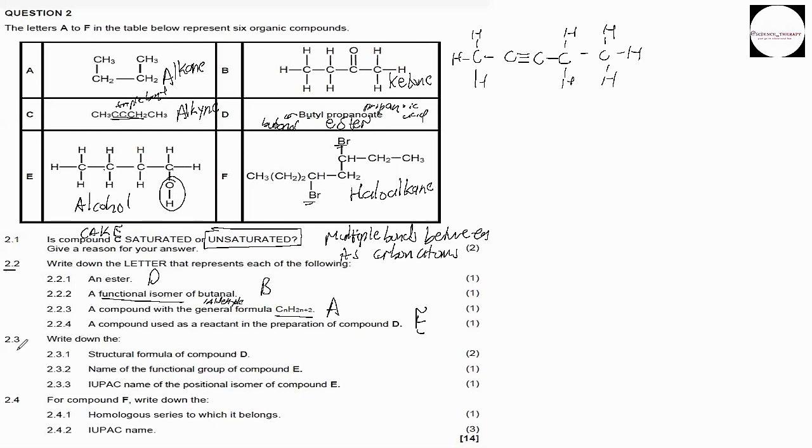Okay, 2.3 says write down the structural formula of compound D. So let's come here, 2.3.1. Now, compound D is what? Butyl propanoate. This is how you do it, guys. I want you to check carefully how I draw this. This is butyl, indicating that there are 4 carbon atoms. So I will go 1, 2, 3, 4. But since this is an ester, I know that there is the oxygen that acts as a divisor between the alcohol and the carboxylic acid.